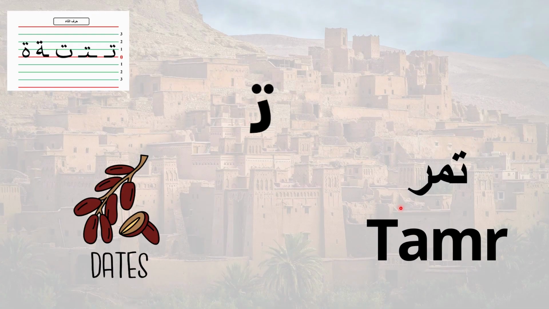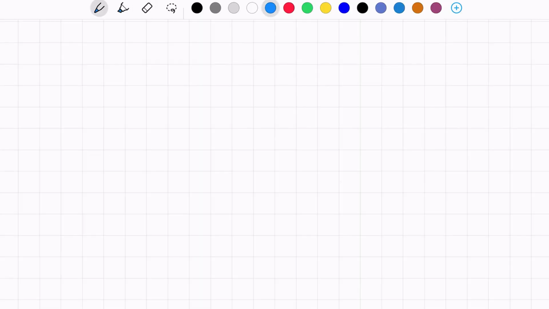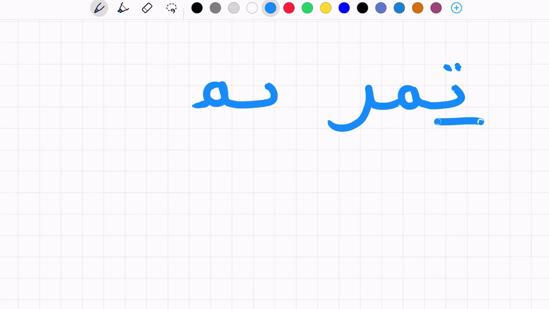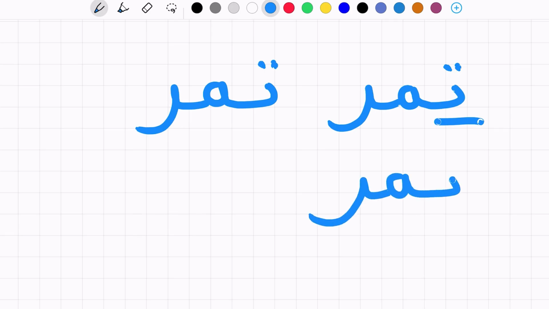So here, as you can see, we have the word tamr, tamr or tamrun. It means dates. Let's practice writing the letter. So this is حرف التاء, حرف الميم, حرف الراء. And for example, this is how we would write the word dates, tamr. Okay, let's focus on the letter T. Tamr. Okay, like this. Tamrun or tamr. Good job.